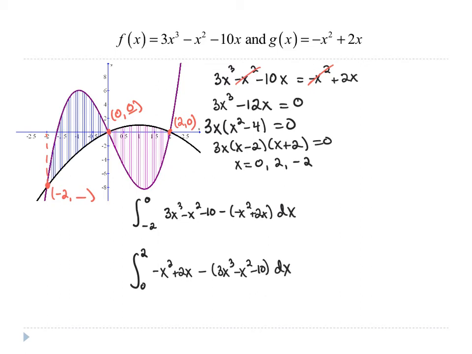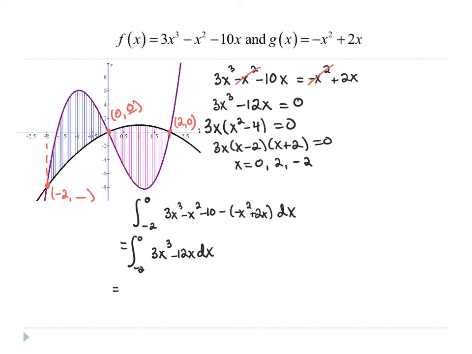Now, one thing that you hopefully notice is that the only difference between these 2 integrals is that these are opposites. So I'm going to go ahead and just do one of the integrals, work it out, and then we'll figure out how to do the second one. So I'm going to erase this for now. Let's go ahead and combine our like terms. So I have 3x cubed subtract 12x dx. And then I'm going to actually take the antiderivative. So I have 3x to the 4th over 4 subtract 12x squared over 2. Now I'm going to actually evaluate.